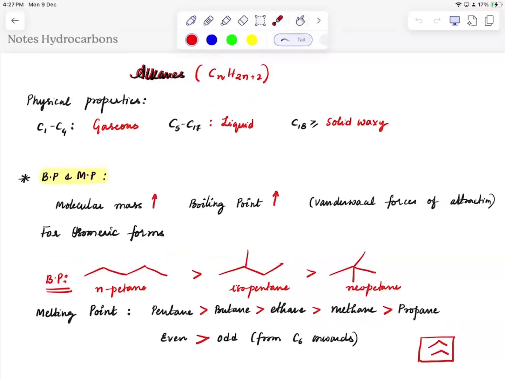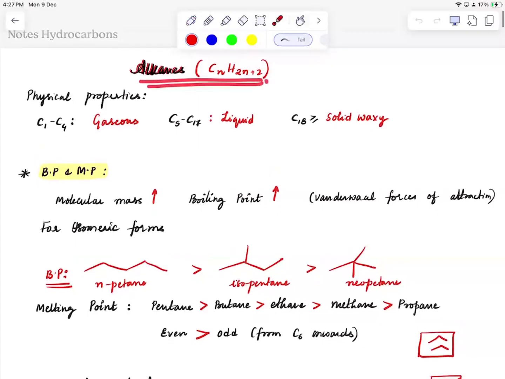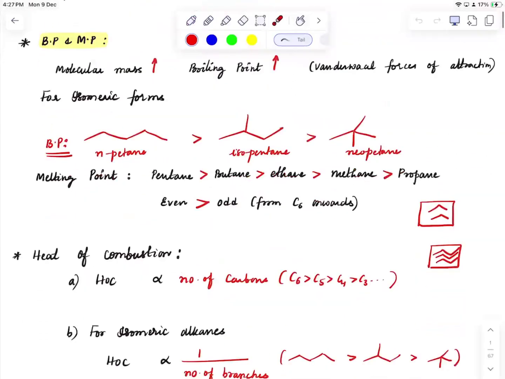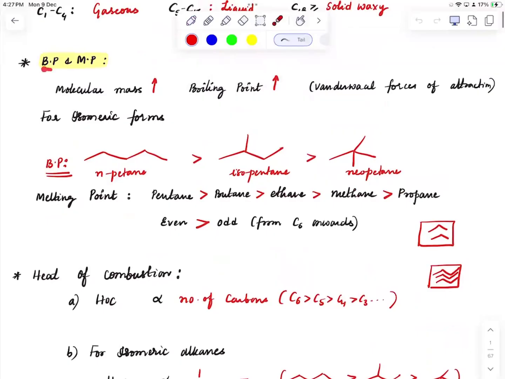See, in hydrocarbons, first part is about alkanes. Got it? What all things we need to understand is that C1 to C4 are generally gases, C5 to C17 carbons, whether they are in a branched form or not, they usually exist in liquid. C18 and above will be usually solid, waxy solids. Generally, melting point and boiling point and any other physical characteristic mainly depends on molar mass.